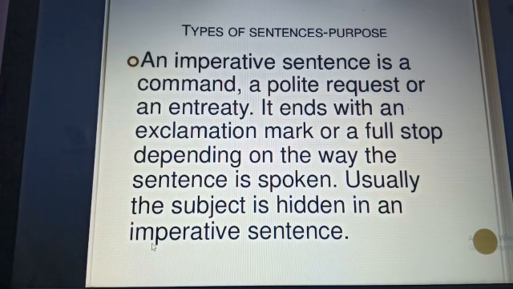So these are the four categories of sentences. The first one is declarative sentence. The second one is exclamatory sentence. The third one is interrogative sentence. And the fourth one is imperative sentence.